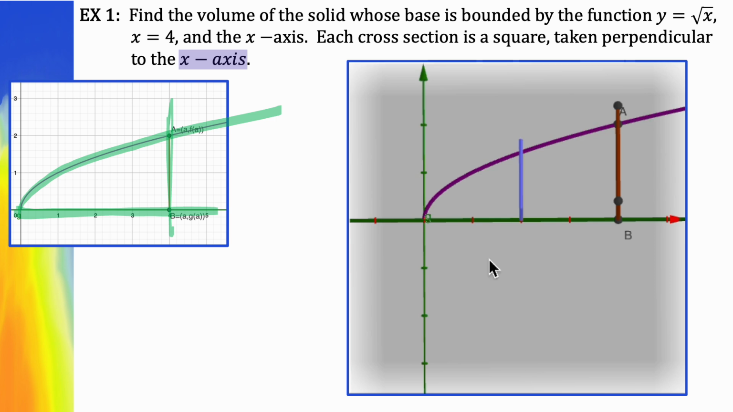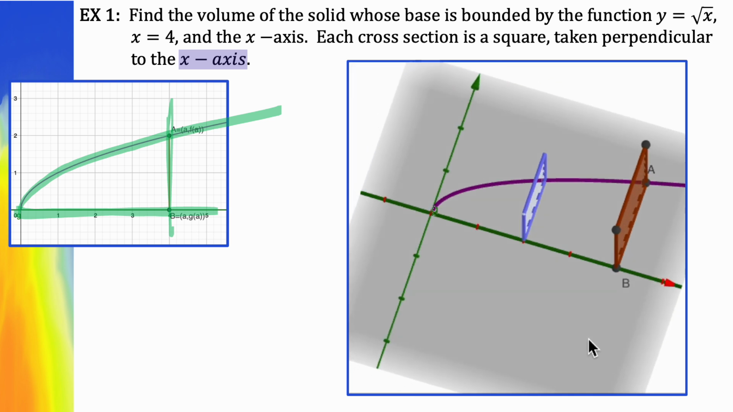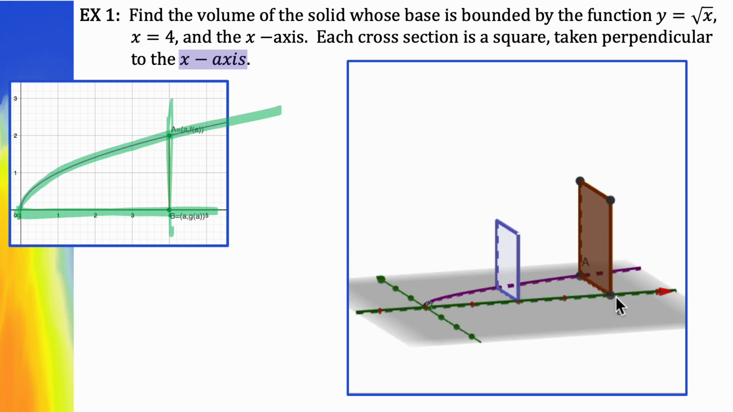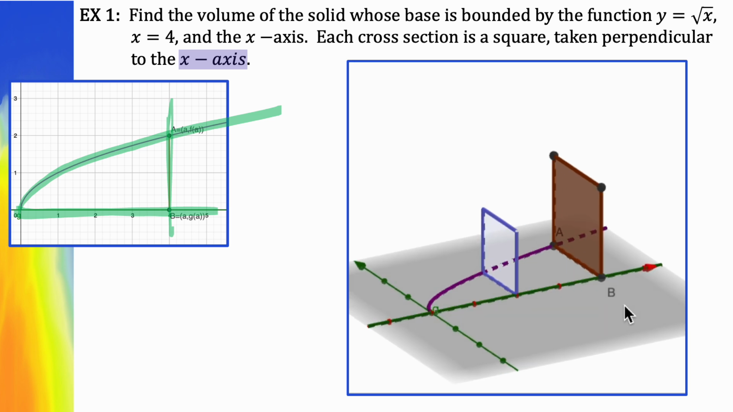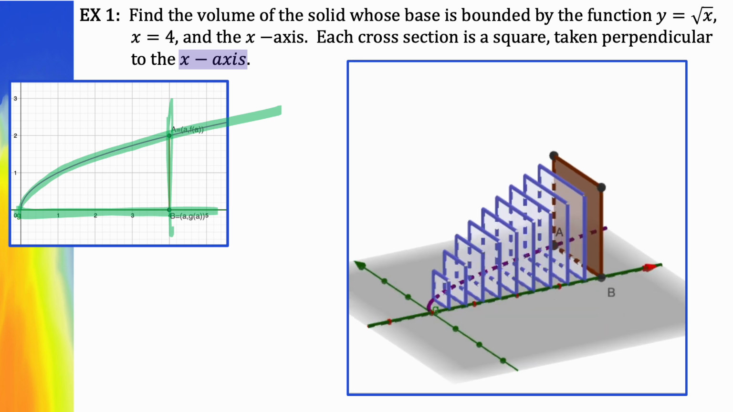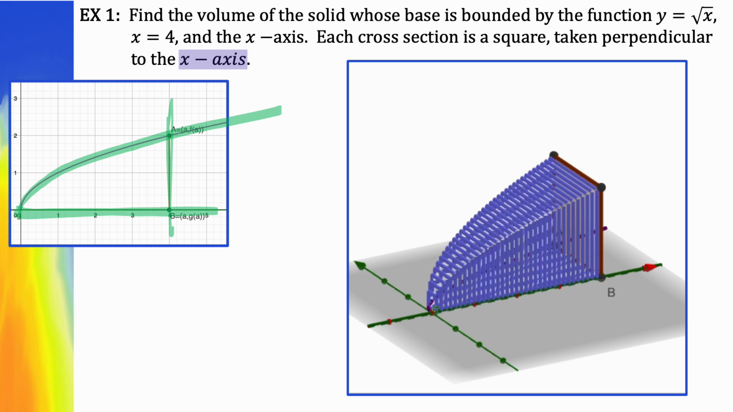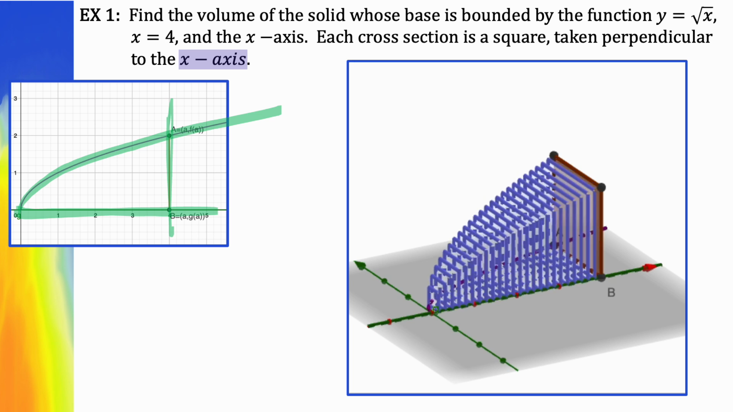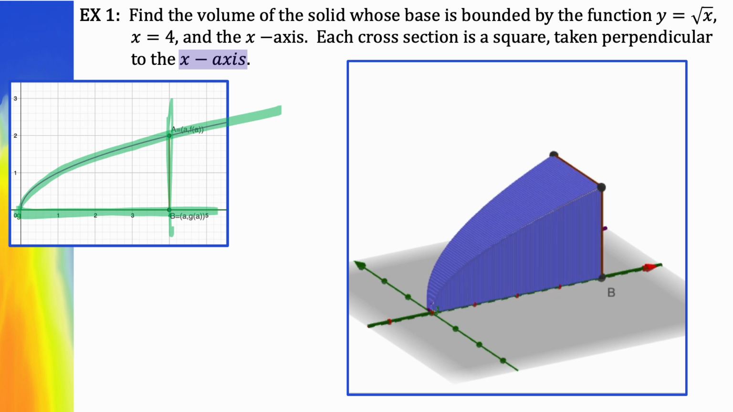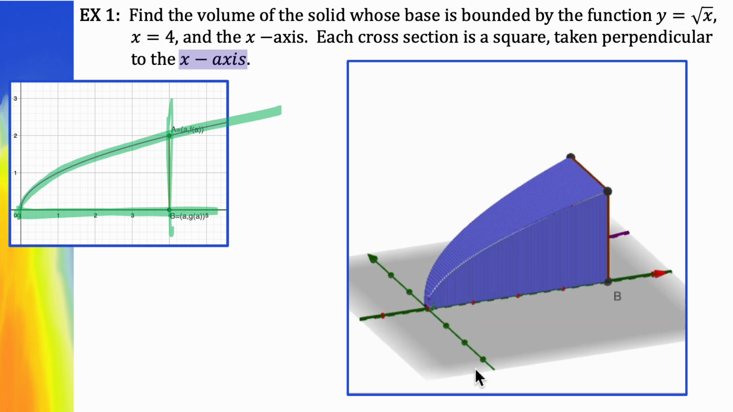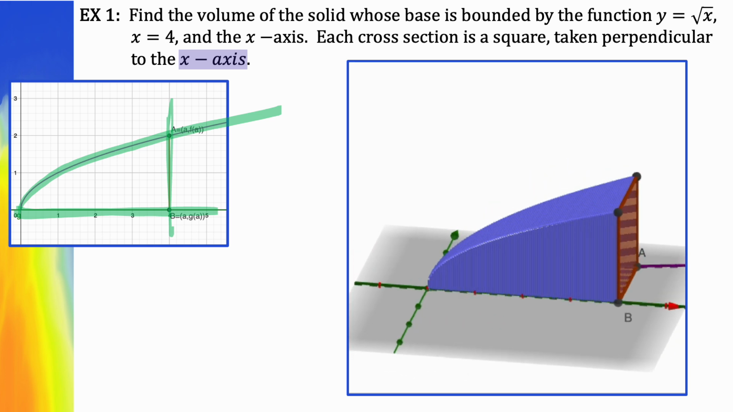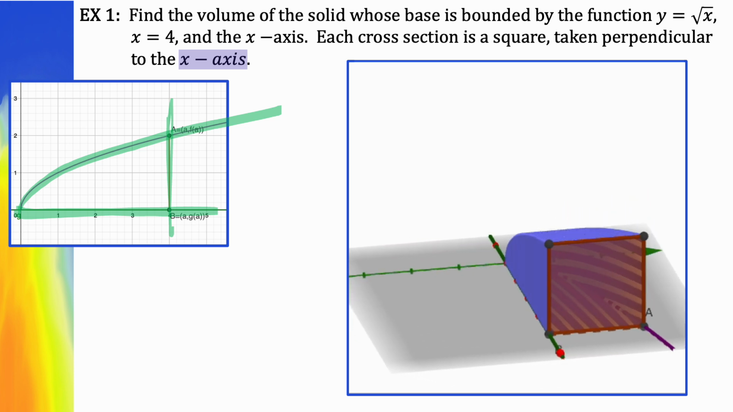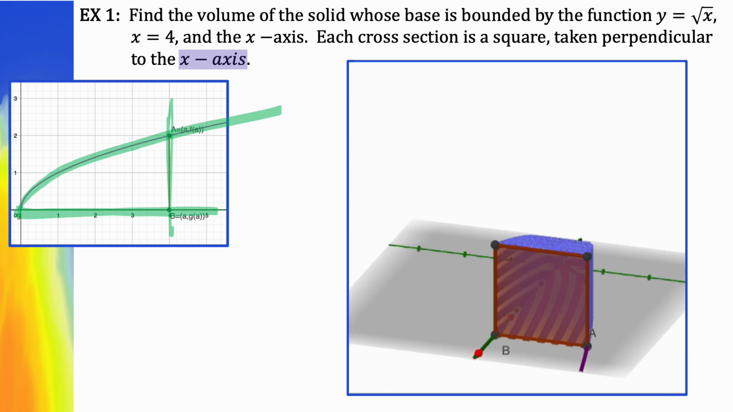I've got cross-sections here, perpendicular to the x-axis, and if I tilt this, you can see that those cross-sections are squares. They're squares coming up out of the paper at you. Isn't that cool? And we can add more squares, and more squares, and more squares. And you can add an infinite number of squares to create this cool-looking solid here. And I can spin it for you, and you can see what it looks like. Isn't that cool? So that's what we need to find the volume of. How do we do that?